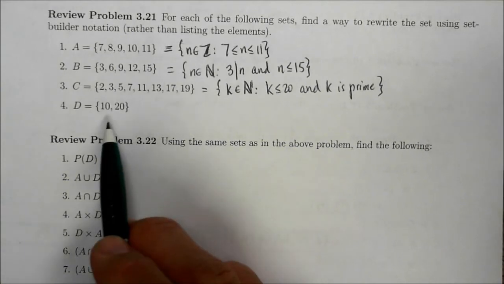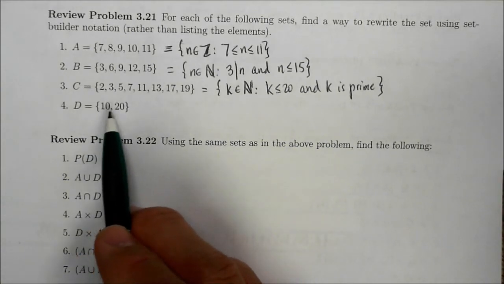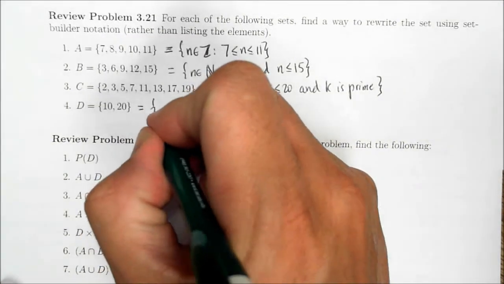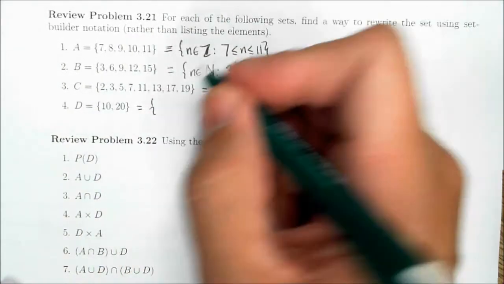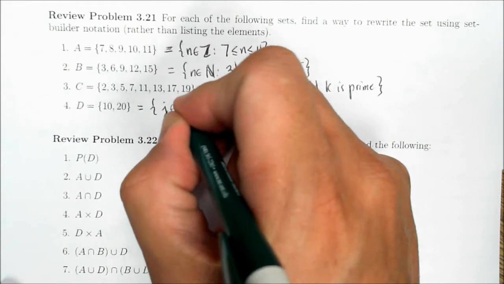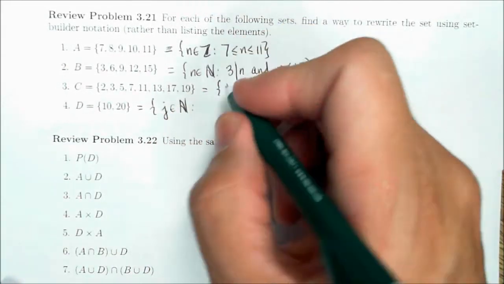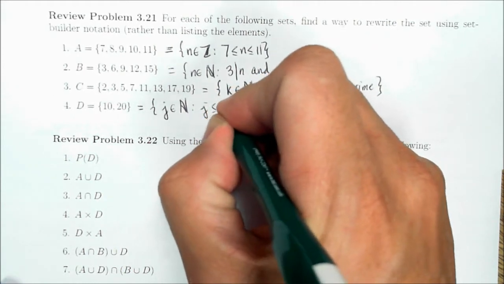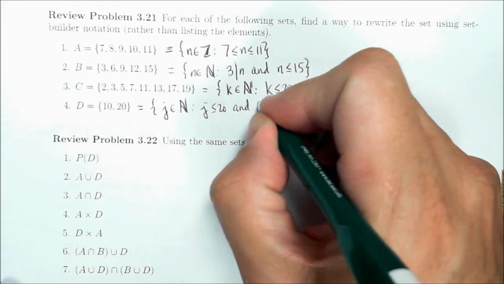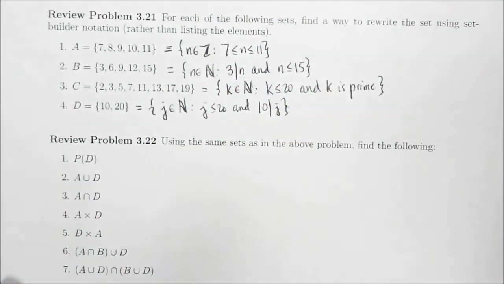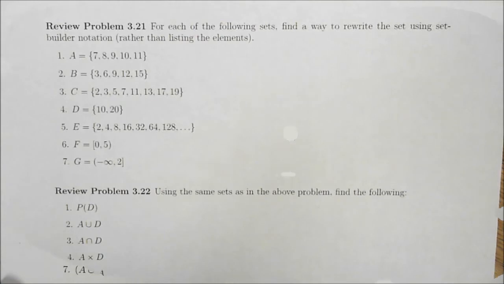And lastly, D is the set 10 and 20. This isn't very descriptive, so there's plenty of ways this could be done. The way that I chose to do this was to say these are the numbers that are positive integers j such that j is less than or equal to 20, and 10 divides j. There are other ways that this could be done fairly creatively. That's the one that I chose.